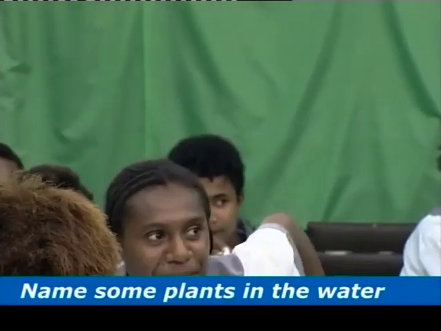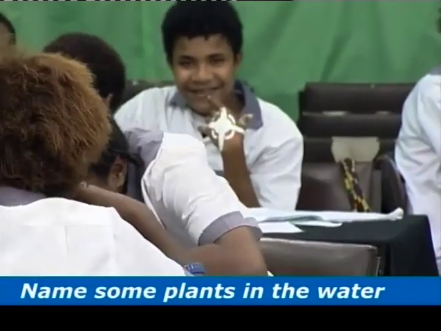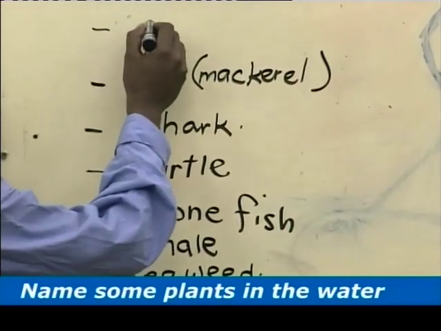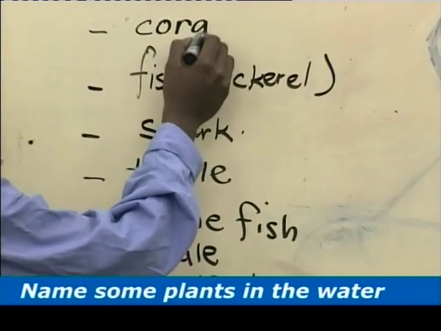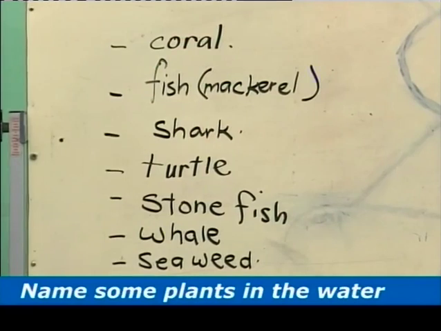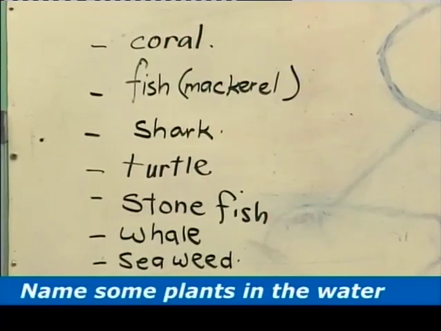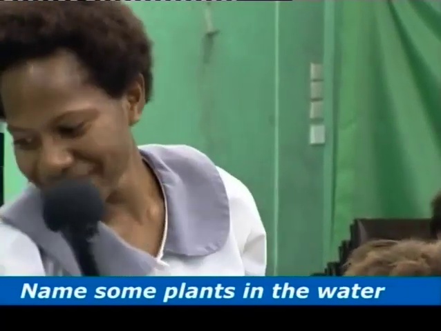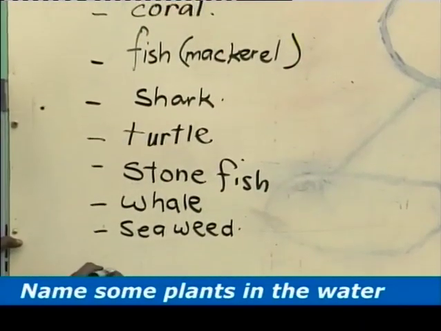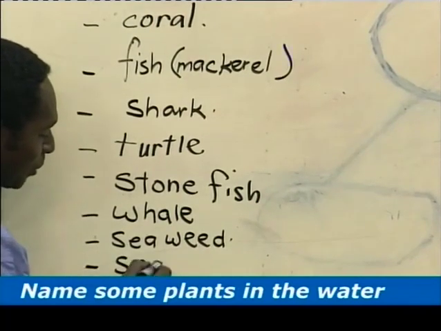Coral. Good. Coral is an animal, but we'll put it here. Okay, coral is part of an animal found in the sea. Okay, good. Coral, seaweed, plants. Tara. Sea cucumber. Sea cucumber is also another animal, but it sounds like a plant. Anyway, sea cucumber is an animal.